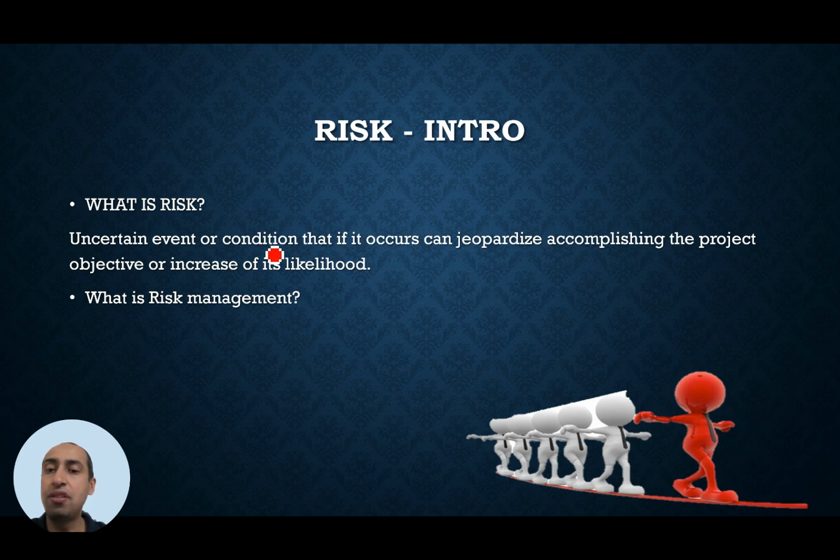Risk is the uncertain event or condition that, if it occurs, it can jeopardize accomplishing the project objective or increase its likelihood. This is the definition. We have to focus on several things here to make sure that the event we are registering is considered a risk. The first thing we have to look for is it is an uncertain event or condition. So the first thing we can see here is the uncertainty of the event.